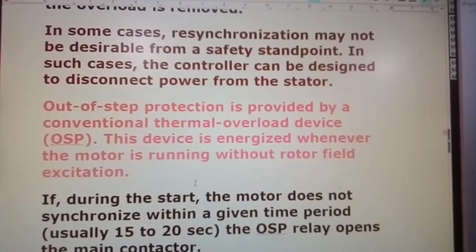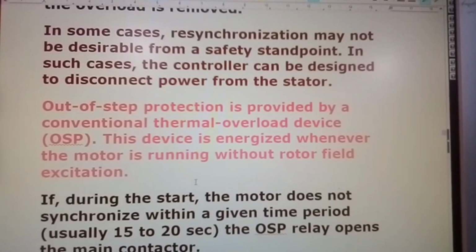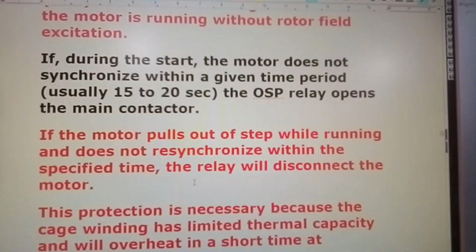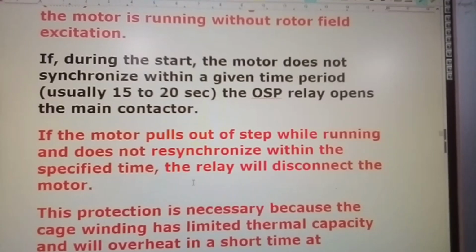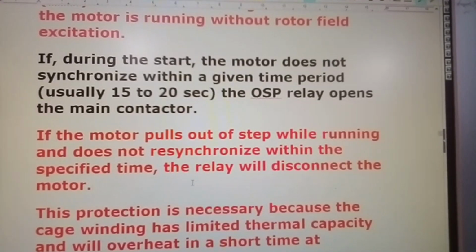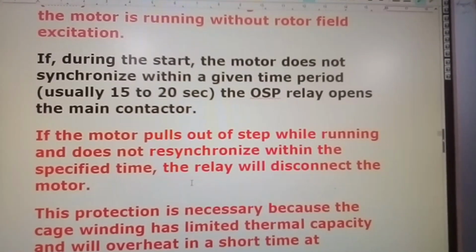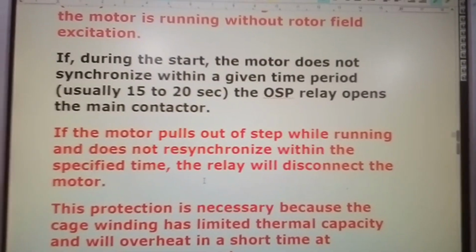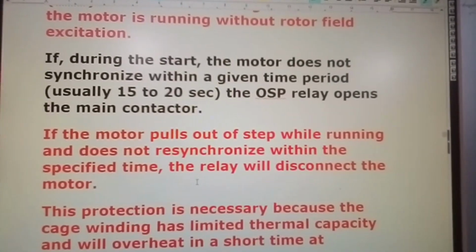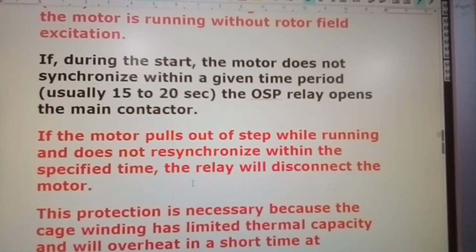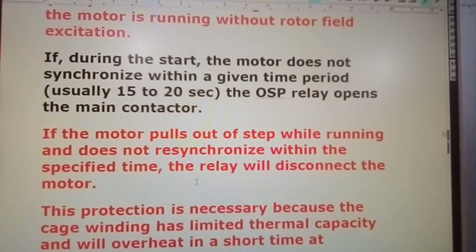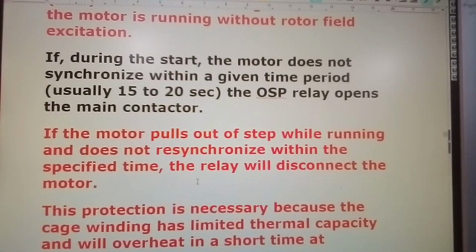If during the start the motor does not synchronize within a given time period, usually 15 to 20 seconds, the OSB relay opens the main contactor. If the motor pulls out of step while running and does not resynchronize within the specified time, the relay will disconnect the motor. This protection is necessary because the cage winding has limited thermal capacity and will overheat in a short time at synchronous speed.